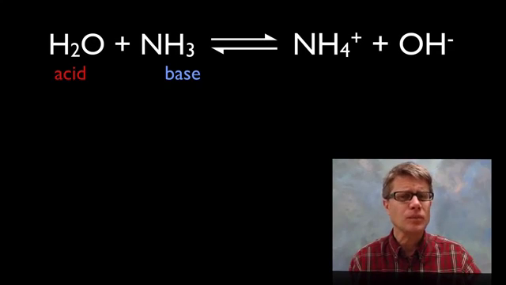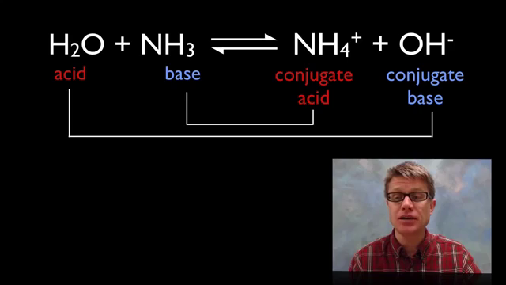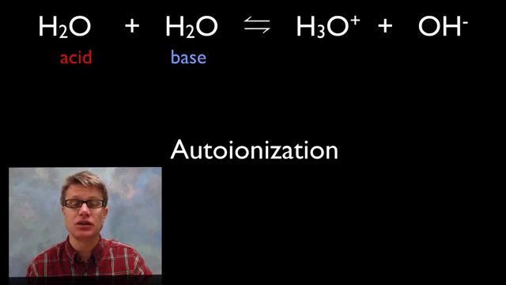If we were to look at another reaction, in this case we've got ammonia. Ammonia is going to serve as the base, and so the water, since it's amphoteric, in this case is actually donating a proton, and it's forming that ammonium ion, which is the conjugate acid, and then we have the hydroxide, which is going to be the conjugate base.